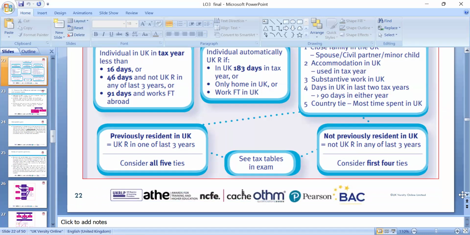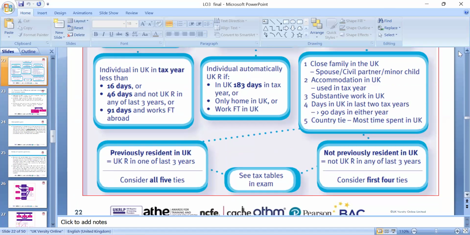Consider the first 4 ties, like the domicile, which we mentioned here. Okay, so these are the 4 ties. Yes: close family members, spouse, accommodation in the UK, substantial work, days in the UK in the last 6 years. And country ties, mostly the time spent in the UK.